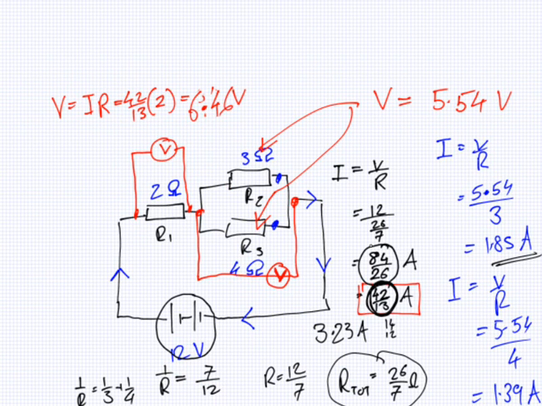Can you give me this number here as a decimal, please? The number we got at the start, 42 over 13. Can you add this number and this number? 3.23 amps.